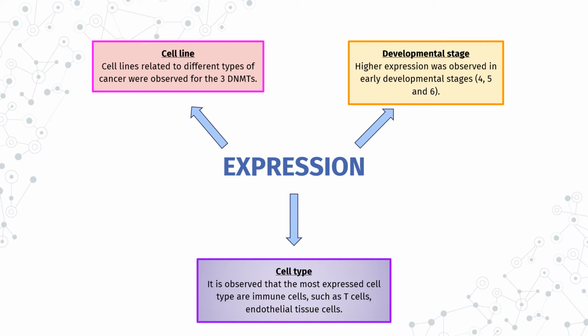To evaluate the expression of DNMTs, three factors, cell line, developmental stage, and cell type, were analyzed. For the first factor, cell lines related to different types of cancer were observed for all three DNMTs. In addition, high expression was observed in early developmental stages 4, 5, and 6. And finally, in cell type, it is observed that the most expressed cell types are immune cells, such as T cells, and endothelial tissue cells.